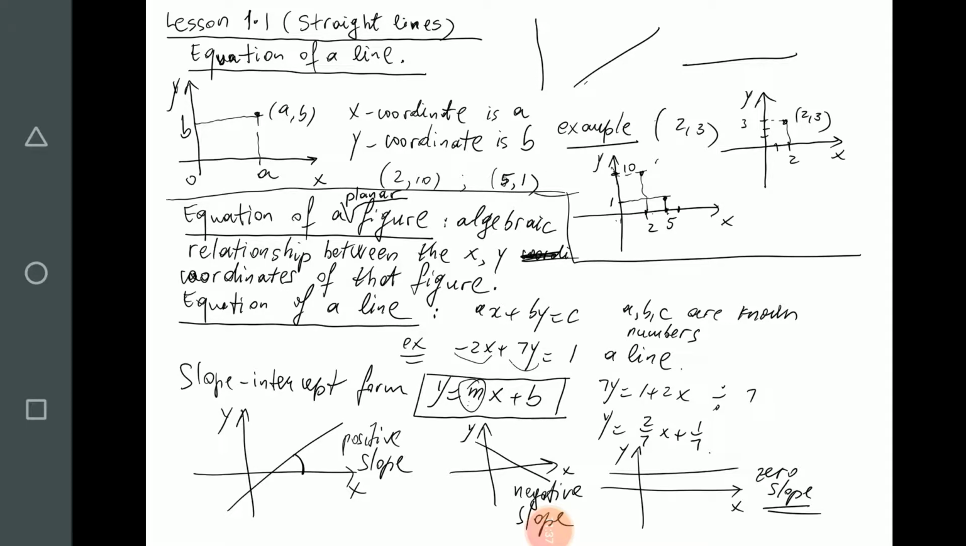Let's see. Trying to figure out how to do the next page. The next page was a little bit delayed. So moving on with our topic.